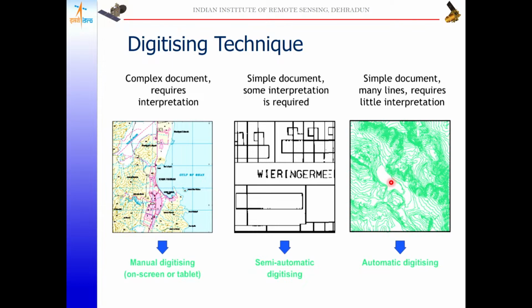So which means automatic digitization method you can use in such cases where a simple document is there, which means complexity of the features is not present, and easily foreground can be separated from background. So in this case you can use automatic methods which require very less interpretation.